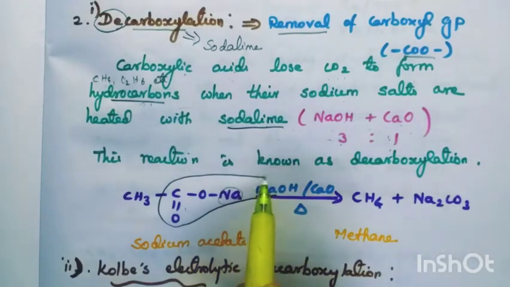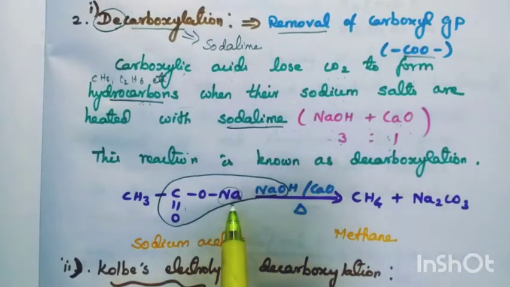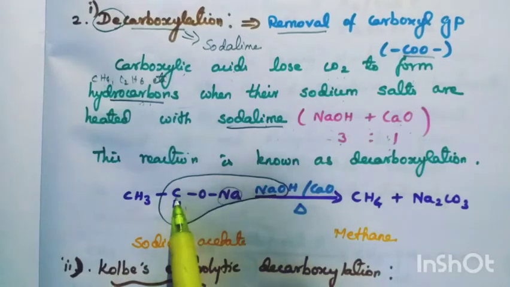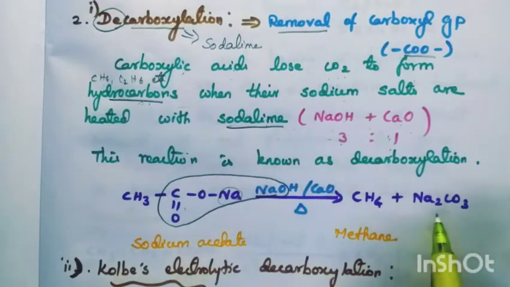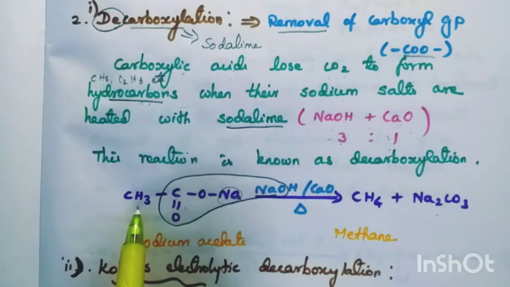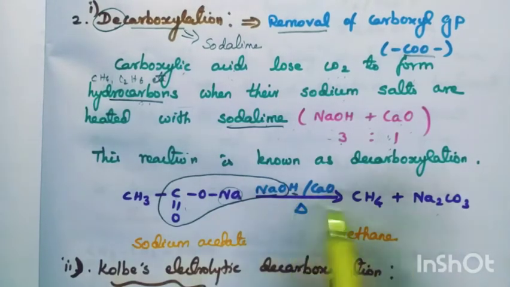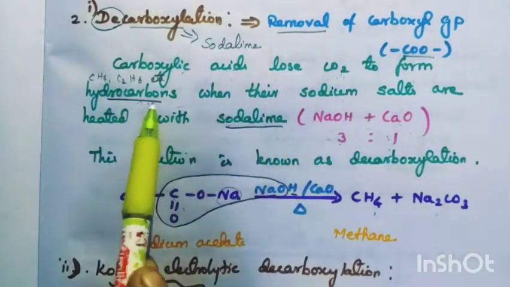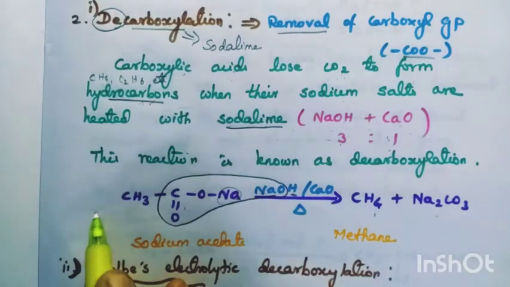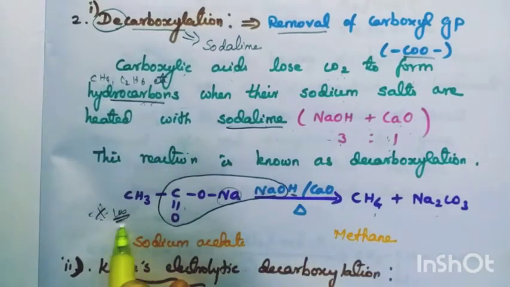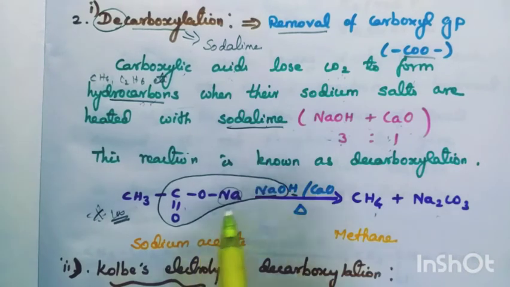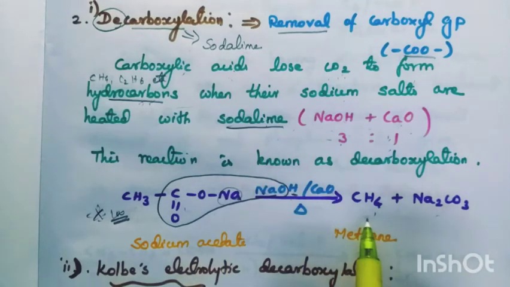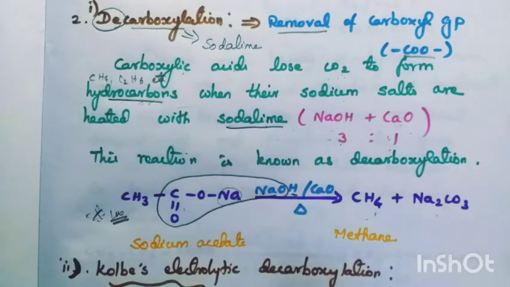Na2CO3 goes out. We are taking it as a salt, no? Na2CO3, sodium carbonate. We get CH3, and here one hydrogen is there, so CH4. What we discussed: if any carboxylic acid loses carbon dioxide, it forms a hydrocarbon. Important, 1 mark: sodium acetate with soda lime gives methane.